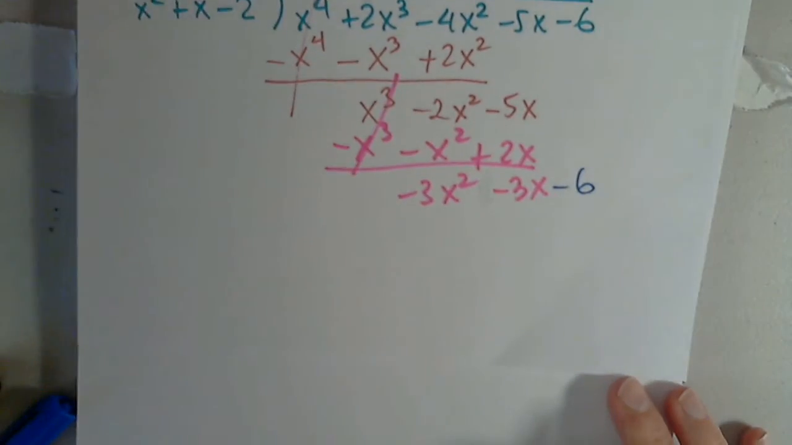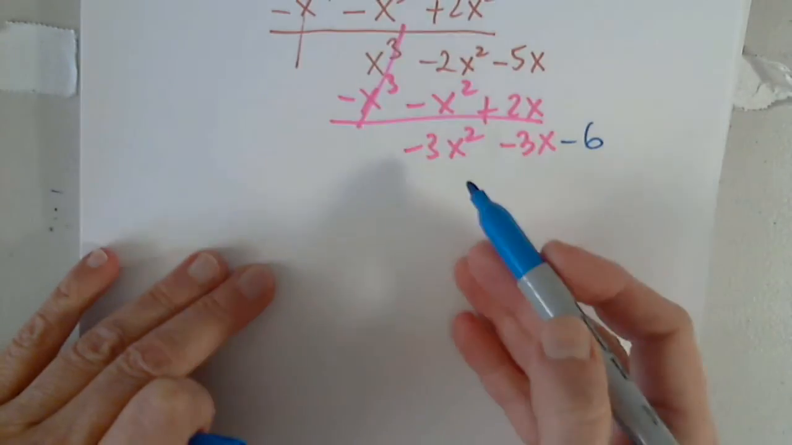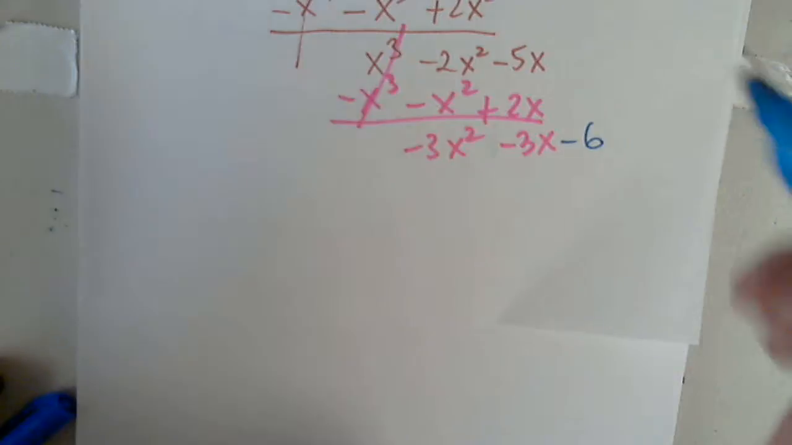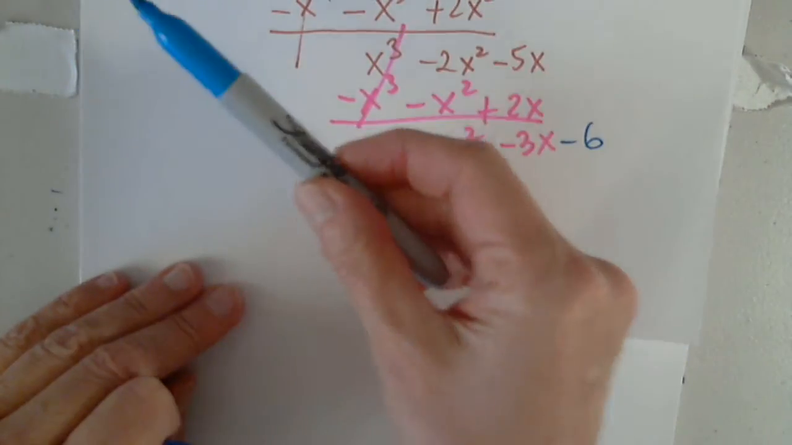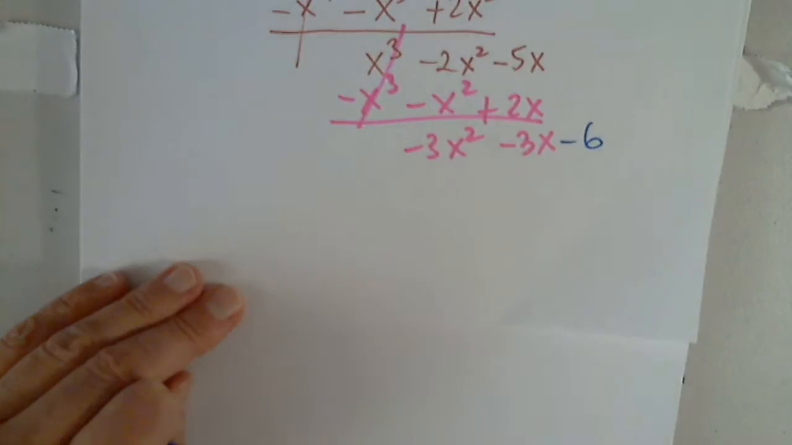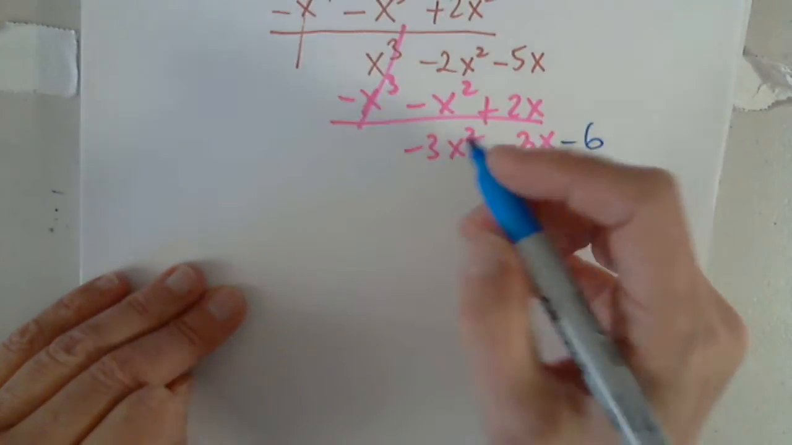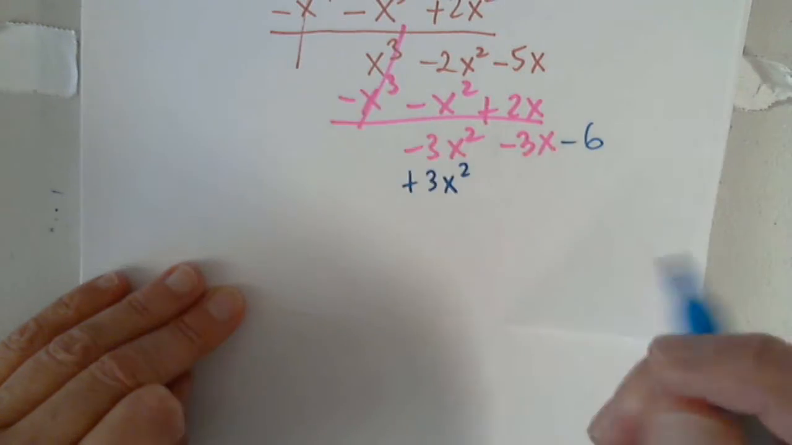Good. Final question. How do I know it's final? Because degree 2, I will not have anything else. This is the last step. X squared times what is negative 3x squared? So the answer is negative 3. Negative 3 times x squared is indeed negative 3x squared, but I have to write the opposite.